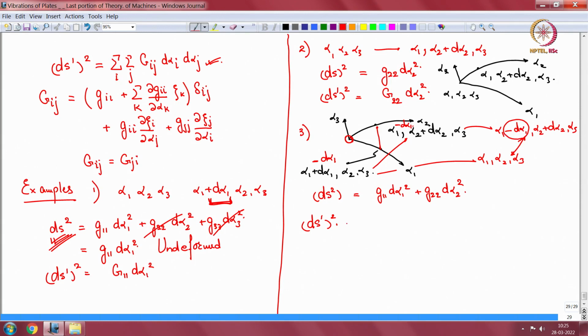Okay. So as a result, this looks like G11 d alpha 1 squared plus G22 d alpha 2 squared minus twice G12 d alpha 1 d alpha 2. This is ds dash 1 2.